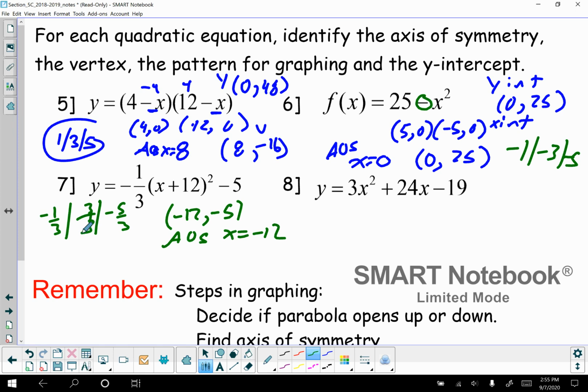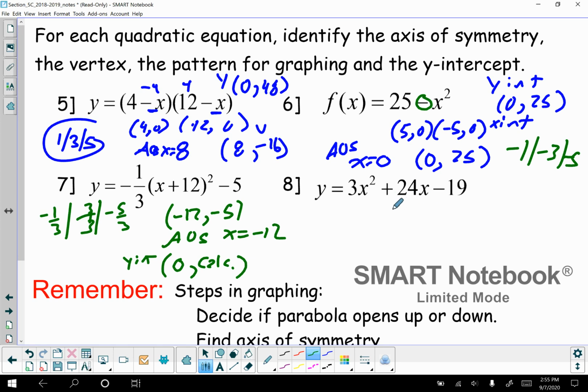Identify axis of symmetry, vertex, pattern graphing, y-intercept. Y-intercept on this one, I'll plug 0 in for x. So that's going to be 12 squared. That's 144. 144 divided by 3. You know what? Let's look at the calculator on that one. I don't have a calculator with me.